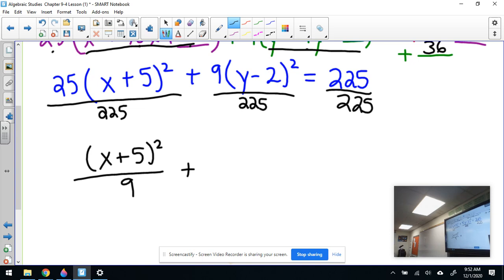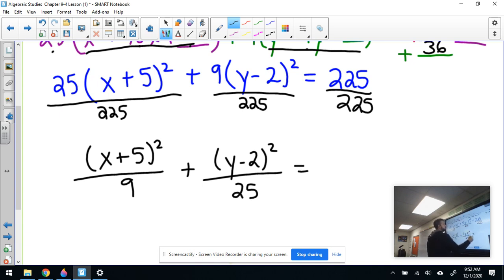1 over 25. So I can write this as y minus 2 squared over 25 is equal to 1, because 225 divided by 225 is 1. That's an easy one we can figure out.